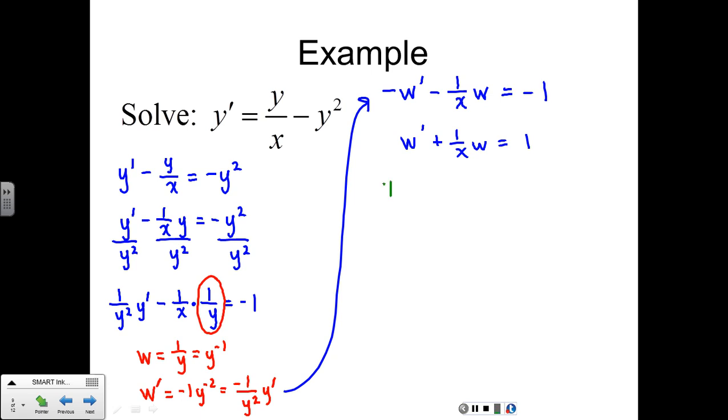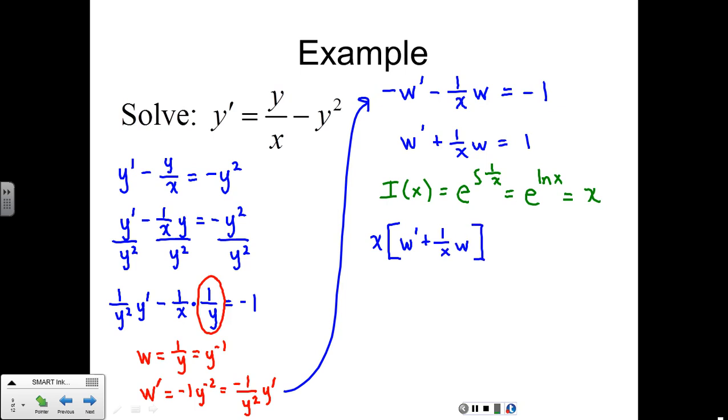I of x is equal to e to the integral of 1 over x, which will be e to the ln x, which is what? Just x. e to the ln x is just x. There's nothing in front of the ln, so there's no power. So the integrating factor is x, and I'm going to multiply both sides by it: x times w prime plus 1 over x times w equals 1 times x.